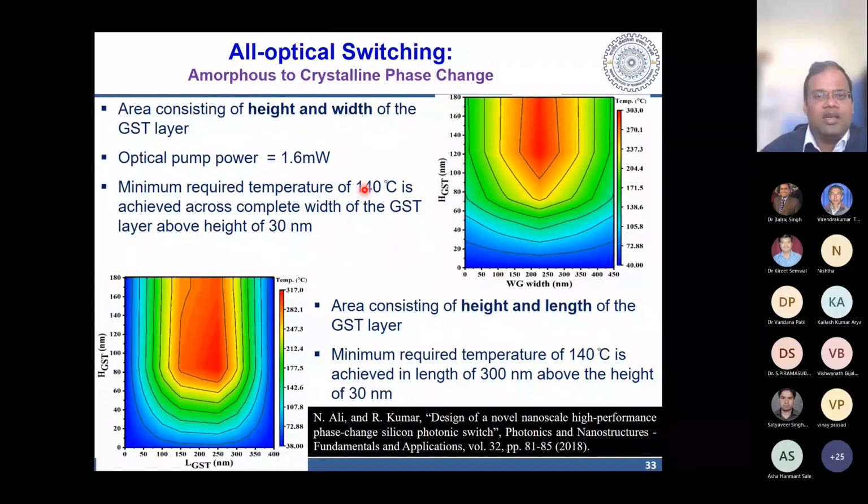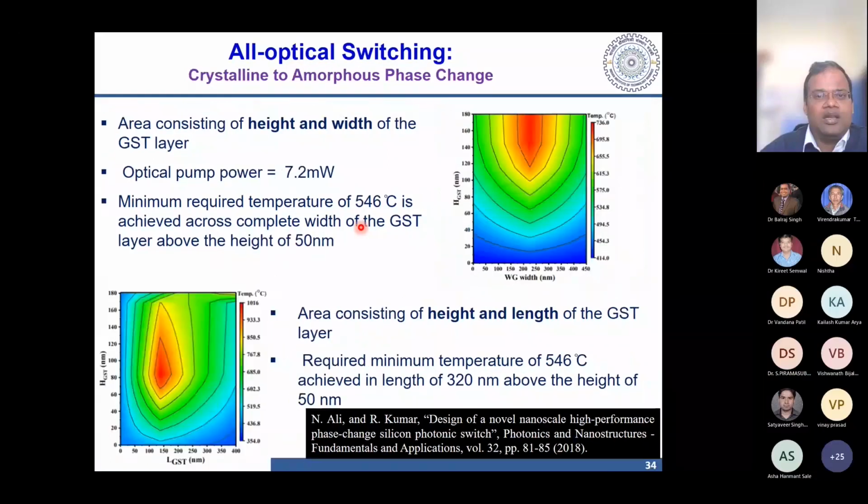Likewise, you can do the reverse switching, where you need more power because you need to attain a high temperature, around 400 degrees Celsius or so. Again, some portion is left, but it is good enough for a high extinction ratio.